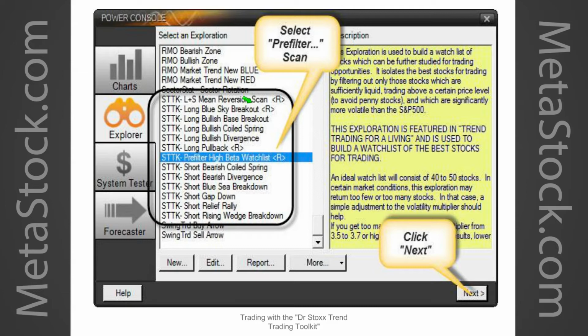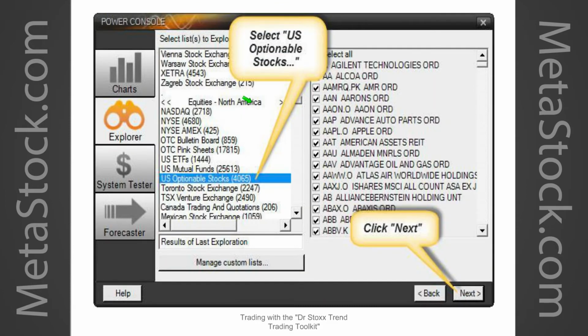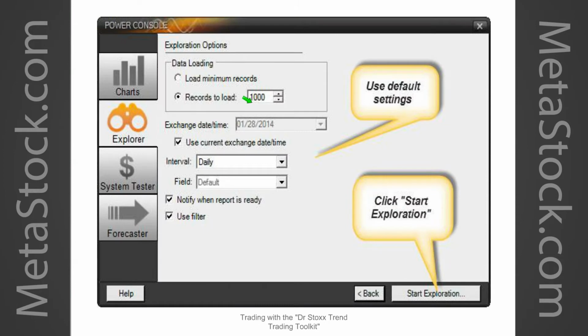So we're going to run this pre-filter scan. Just highlight that, click Next to get our best watch list of stocks. I like to select the U.S. optionable stocks. But you can see, you can select a whole variety of different kinds of stocks, including overseas stocks. And once you highlight all those, you click Next.